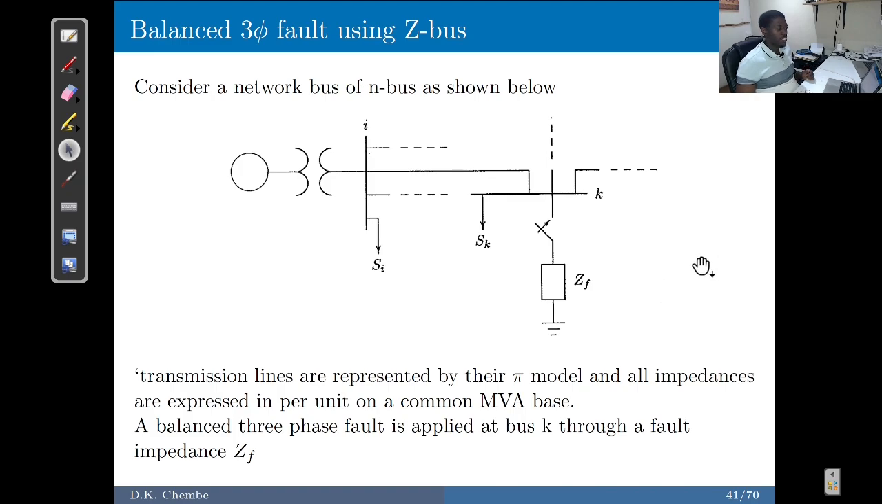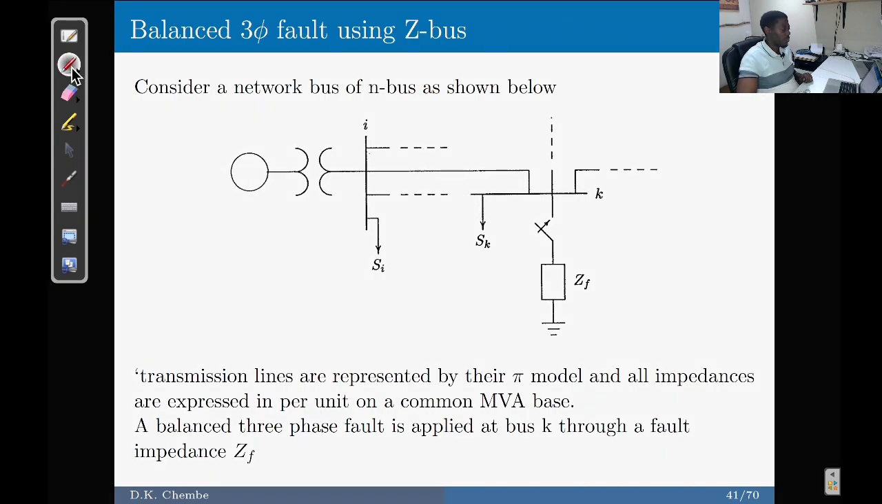Let's consider a balanced 3-phase fault using the Z bus. So in this case, we have a 3-phase network. We're just taking a single line diagram here, ignoring the other 2 phases, although the system is considered a 3-phase system. The transmission lines are represented by the pi model, and all impedances are expressed in per unit on a common MVA base.